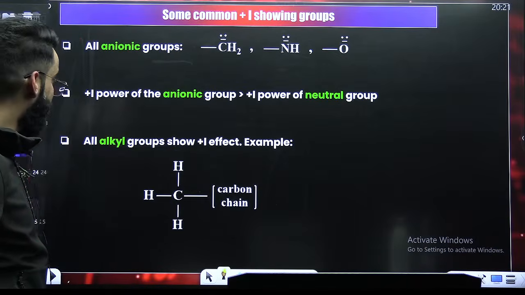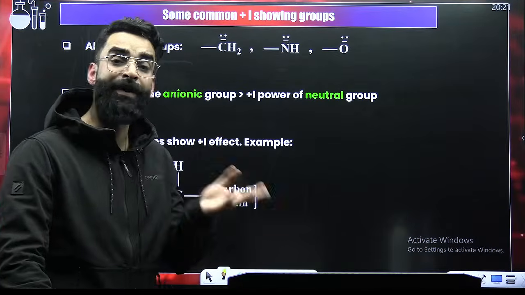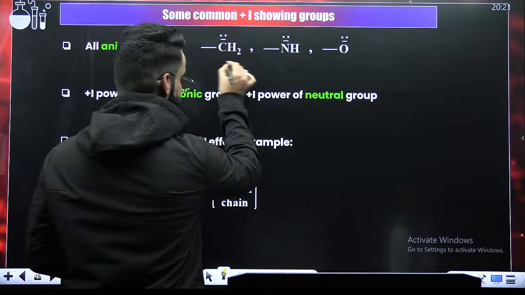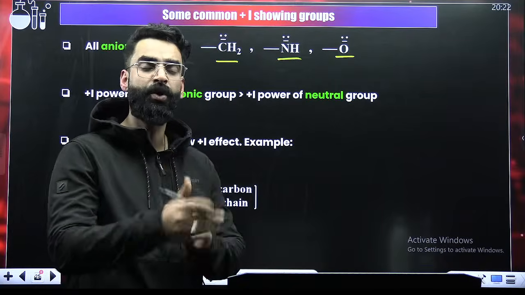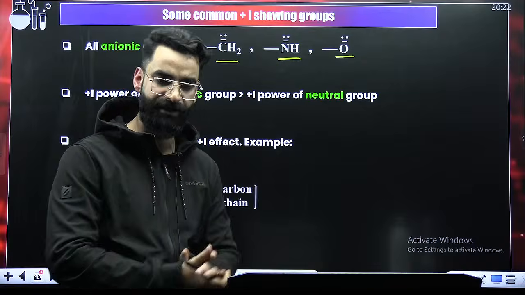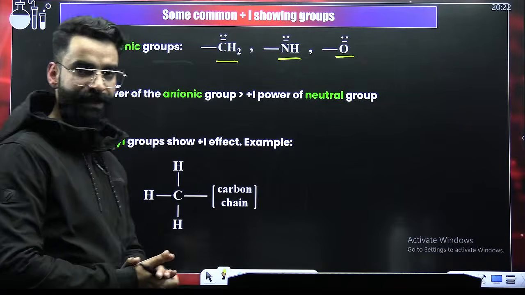Similarly, if I talk about plus I showing groups, all your anionic groups which carry negative charge, when you attach them with a carbon chain, are going to show plus I effect. They are going to be electron donating in nature. Number one.